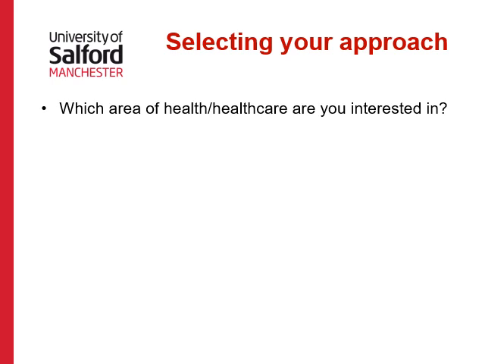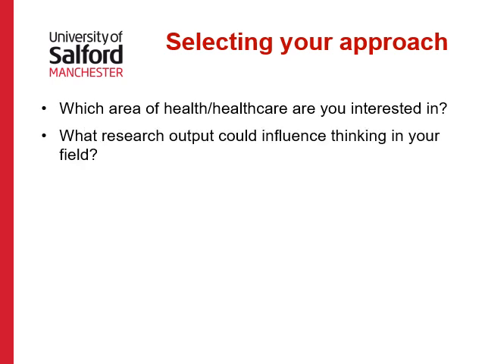So now I want to say a few words about how you choose which approach you're going to work with. So the first thing, if you are interested in undertaking a piece of your own research, is to identify which particular area of health, healthcare, social care, or social policy you might be interested in. And you want to think about whether there's a specific paper that's really influenced your thinking in the field or a set of guidelines, whether there's a piece of research that you'd like to carry out that you think would lead to a very, very influential paper that could change the way people think in your particular field.